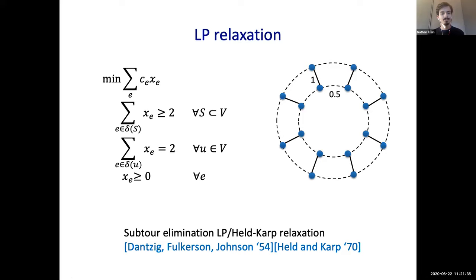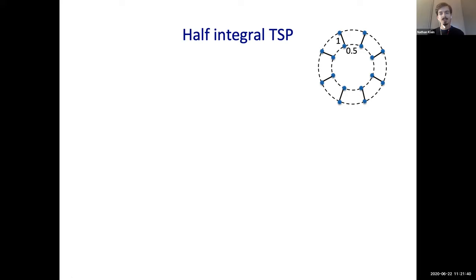Given this LP, we can define our special case of interest called half integral. It simply means that when you solve this LP relaxation, every edge is 0, 1/2, or 1. So this graph on the right is half integral. This sounds maybe a bit artificial, but there are some good reasons for studying this case.